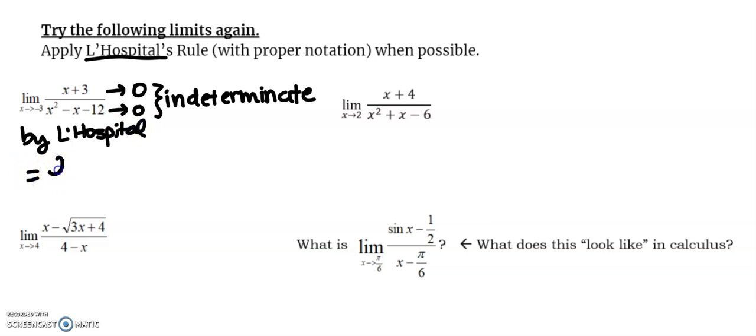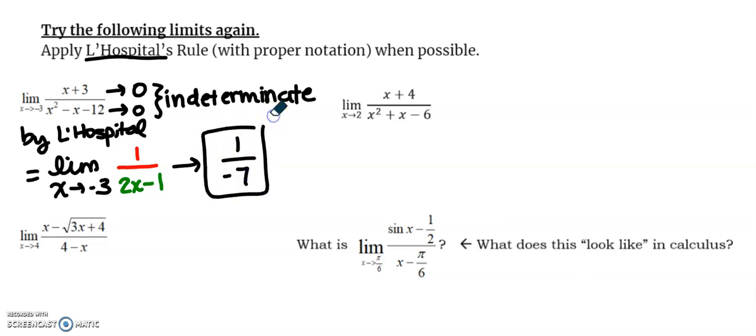this will be equal to the limit as x goes to -3. If I take the derivative of the top, it's just going to be 1. If I take the derivative of the bottom, it's going to be 2x minus 1. And this limit is not indeterminate. This limit ends up being 1 over -7, which is what we had for our first answer.